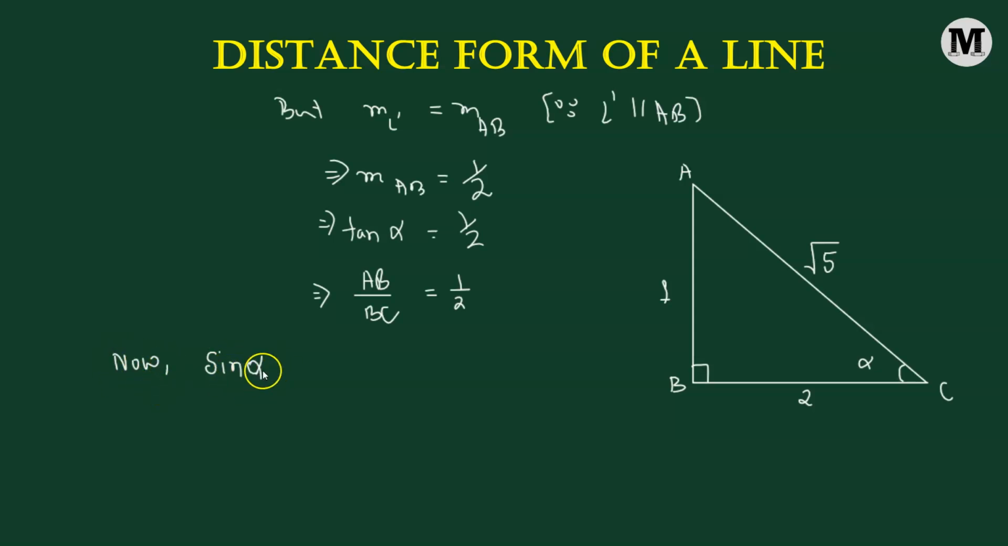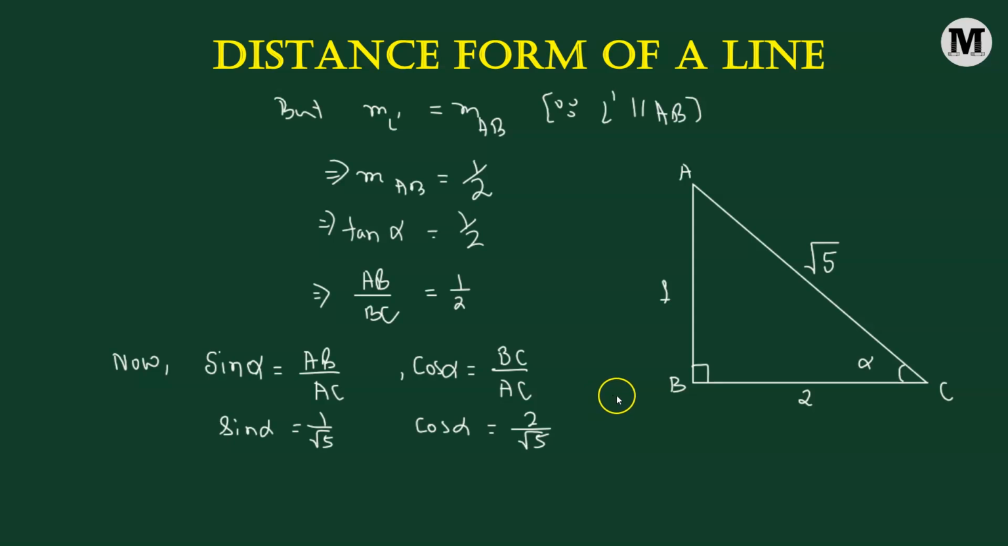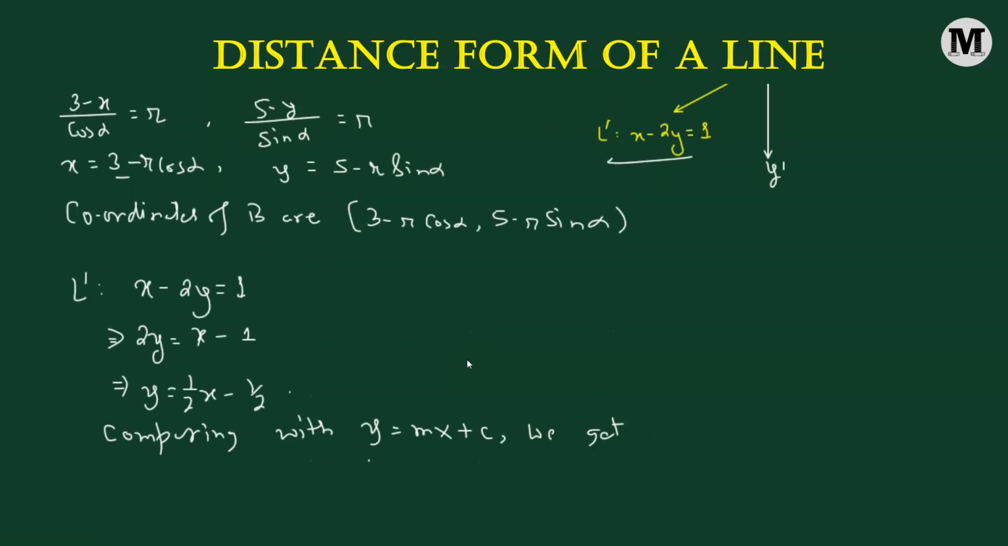Sine of the angle alpha is the opposite, which is AB, to the hypotenuse AC. So sine alpha corresponds to the value 1 over square root of 5. Then we need cosine of alpha. Cosine of alpha is going to be the ratio of the adjacent BC to the hypotenuse AC. So we get cosine of alpha equal to 2 over square root of 5. So now we have successfully obtained the values of sine alpha and cosine alpha, which means that we can now express the coordinates of B, replacing cosine alpha and sine alpha with their respective values.